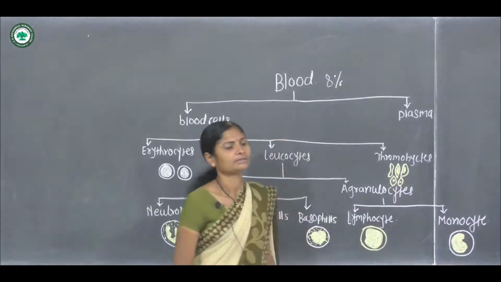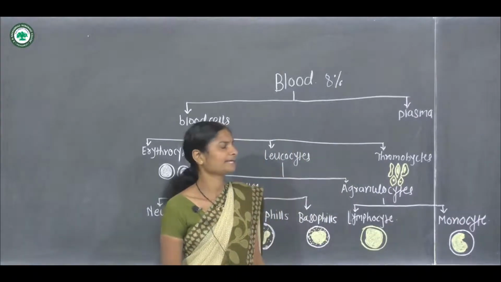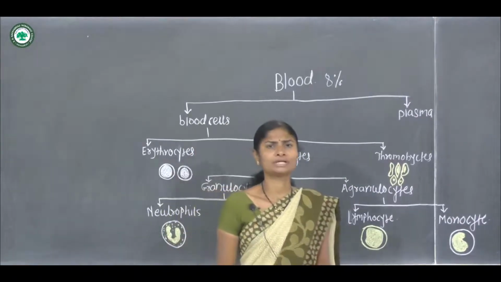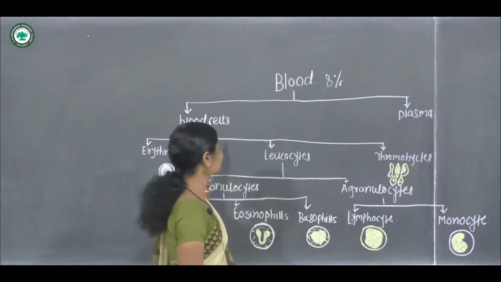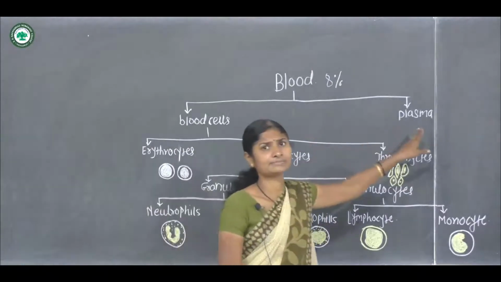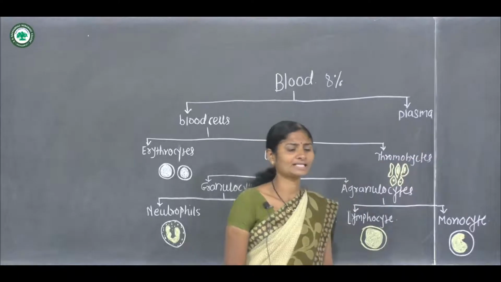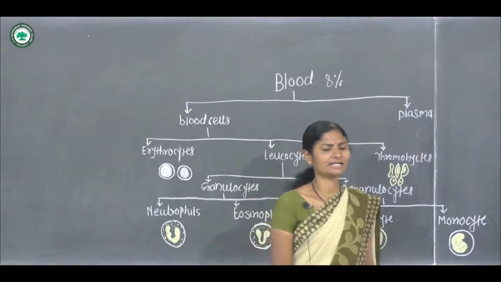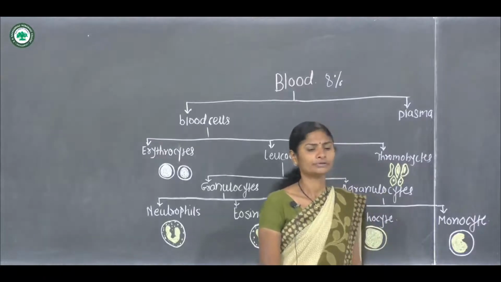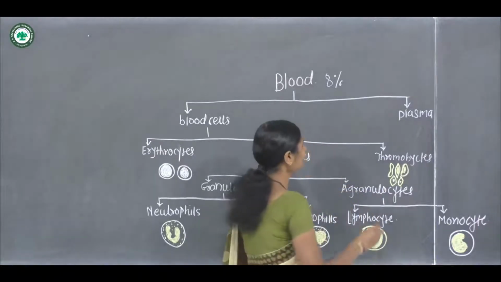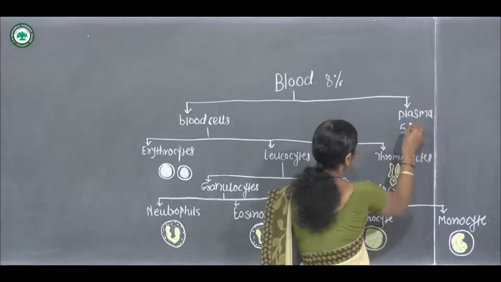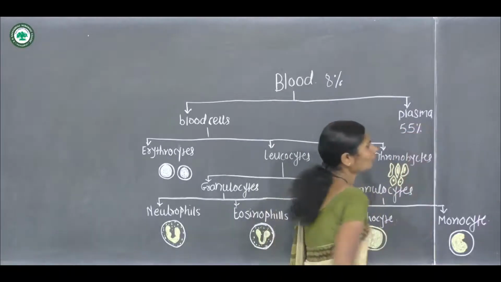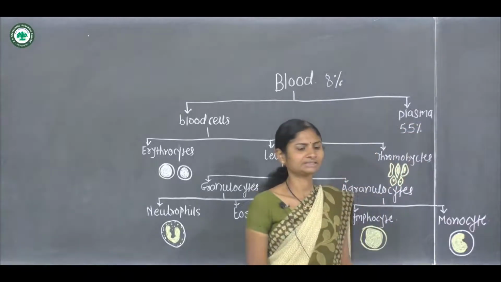Blood is mainly composed of two components. First, blood cells, and second, plasma. This plasma is a homogeneous and slightly alkaline fluid, which is about 55% of the total volume of blood.